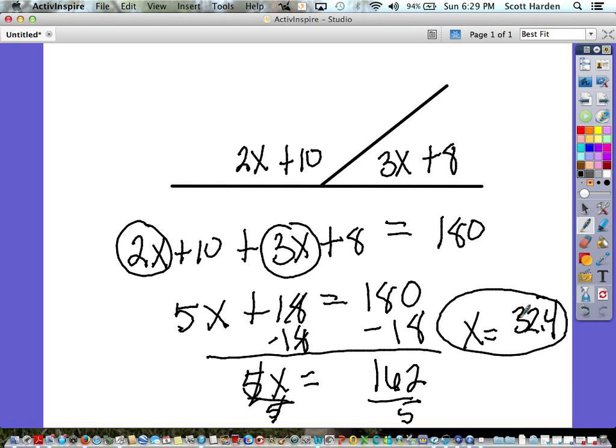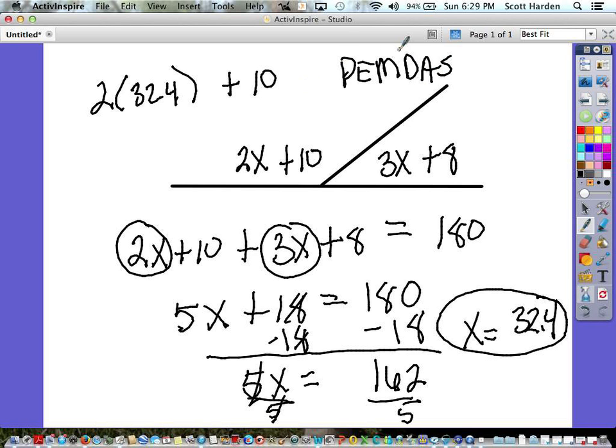Now, we've been able to solve for x, but we don't know the exact value of the angle. So what we want to do is put this value of 32.4 back in where we see x, and that will enable us to solve for that particular angle. For instance on this one, that is 2 times x, so 2 times 32.4, and then multiply, and then add 10. We're going to follow those PEMDAS rules, right? So 2 times 32.4 plus 10, and you should get 74.8 degrees for this angle right here.